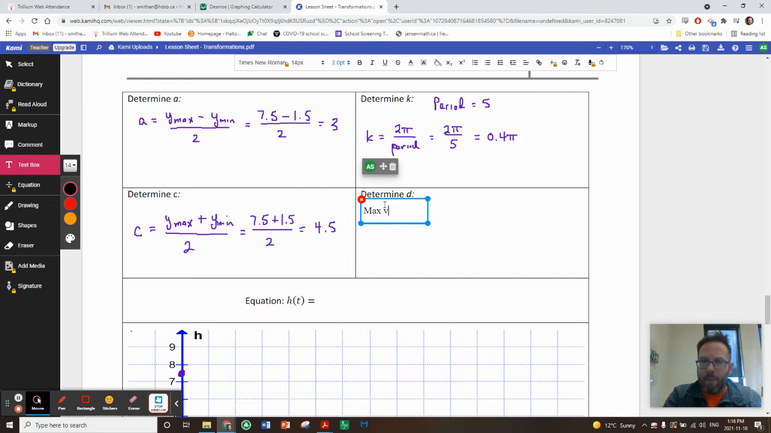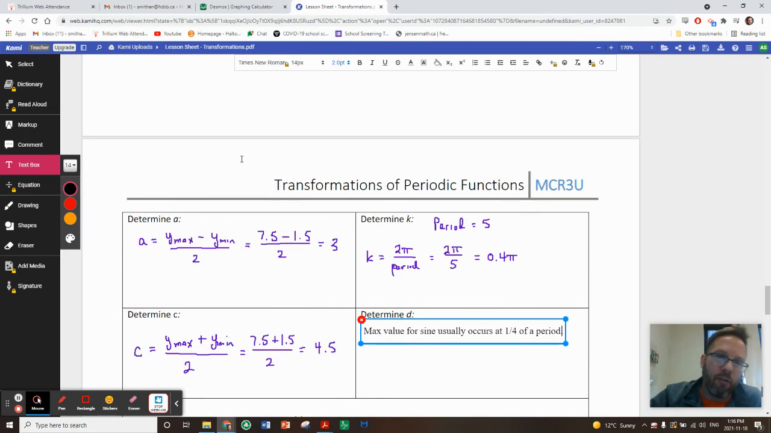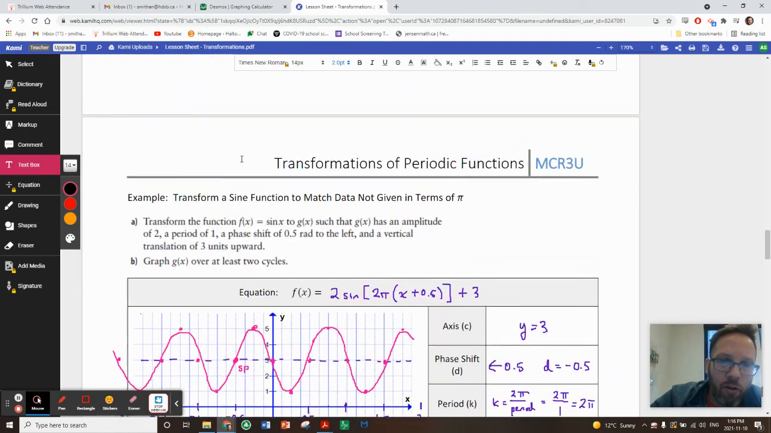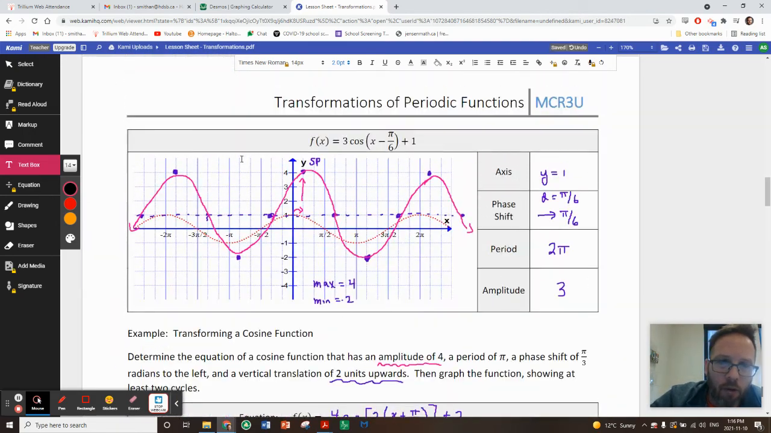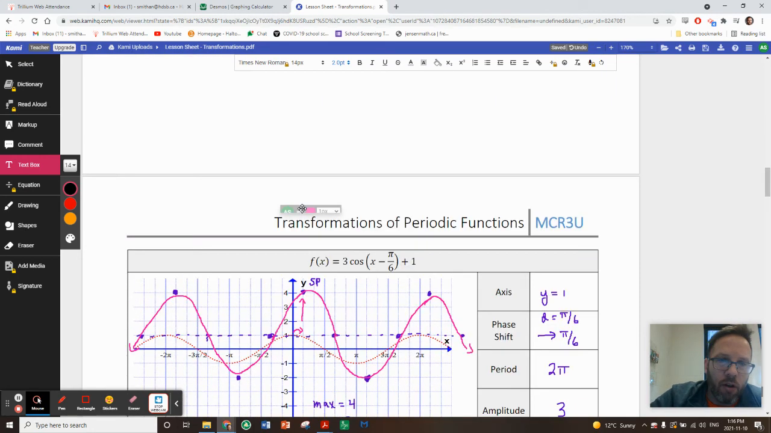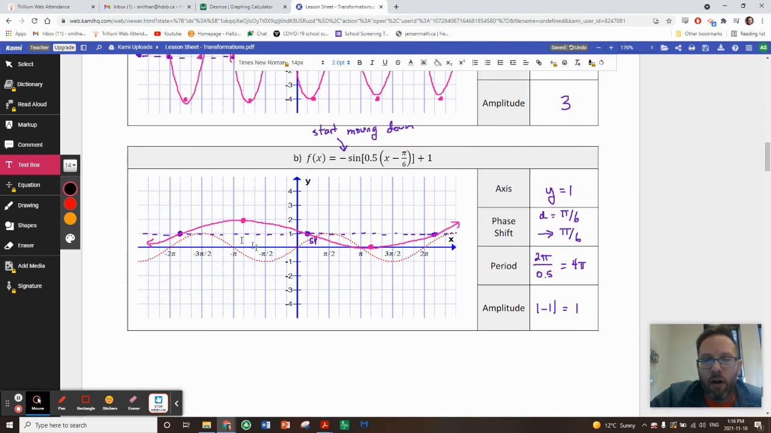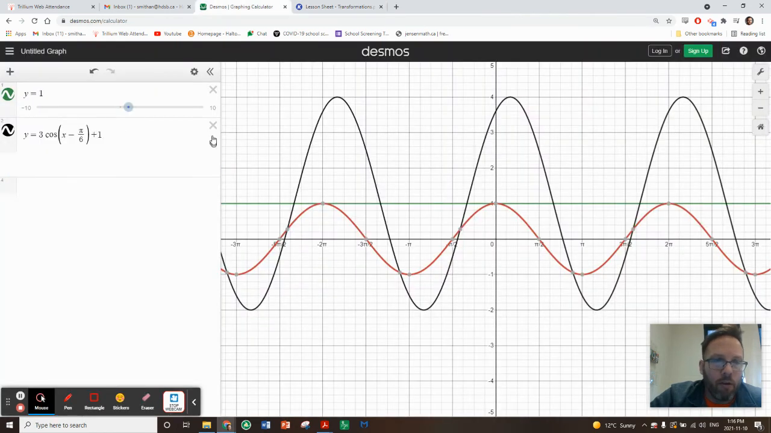So I'm just going to type in here, the max value for sine usually occurs at 1/4 of a period. I'm going to pause there and just go back to one of our graphs of the sine function. Here's one here. So that's actually cosine. So look at our dashed line here, guys. Maybe actually I'll just pull up Desmos. That would actually be easier.